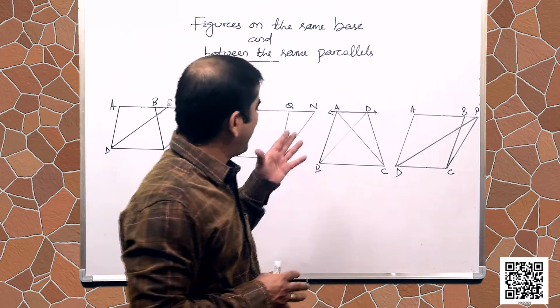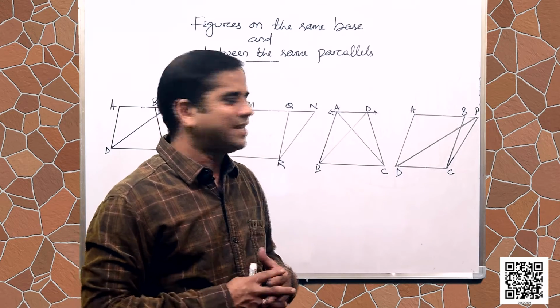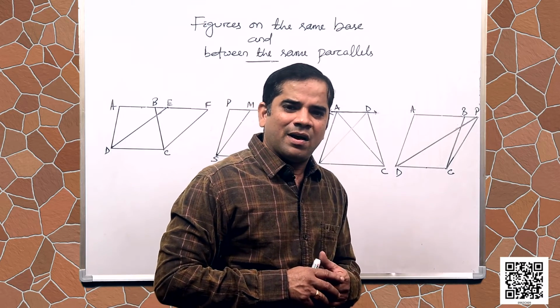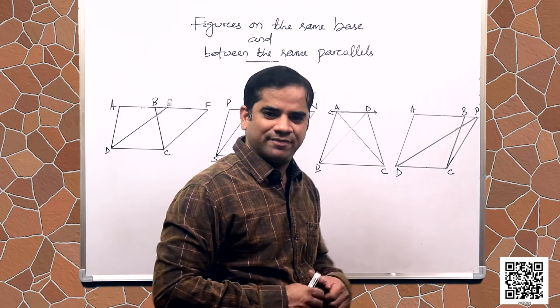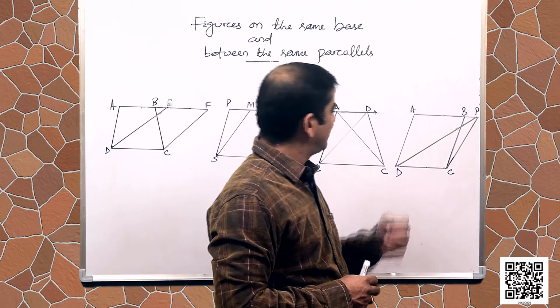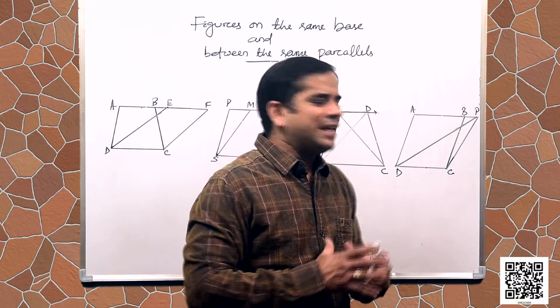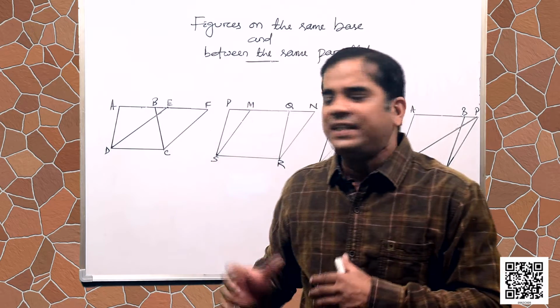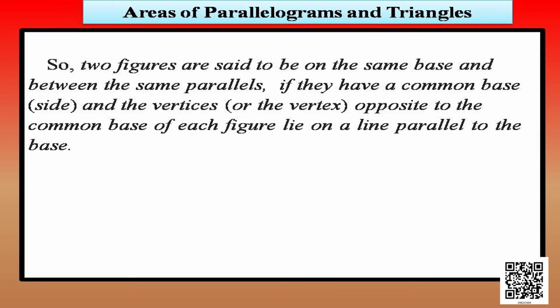In the same way, triangles ABC and DBC lie on the same base BC and between the same parallels AD and BC. Now, parallelogram ABCD and triangle PCD of the fourth figure lie on the same base DC and between the parallel lines AP and DC. Okay. So, now I hope you have a concept of these figures from these diagrams. Now we can say that two figures are said to be on the same base and between the same parallels if they have a common base and the vertices opposite to the common base of each figure lie on a line parallel to the base.